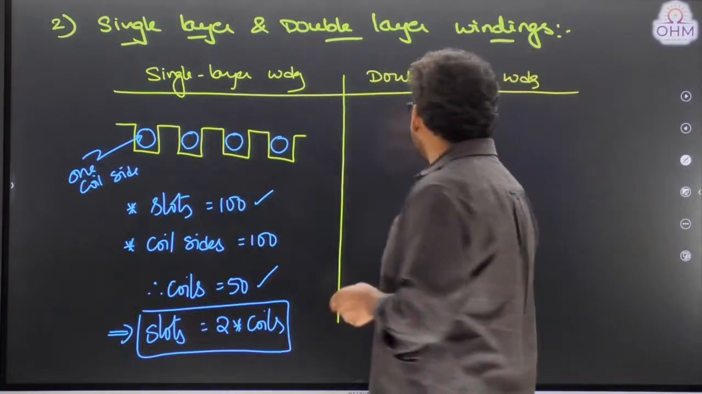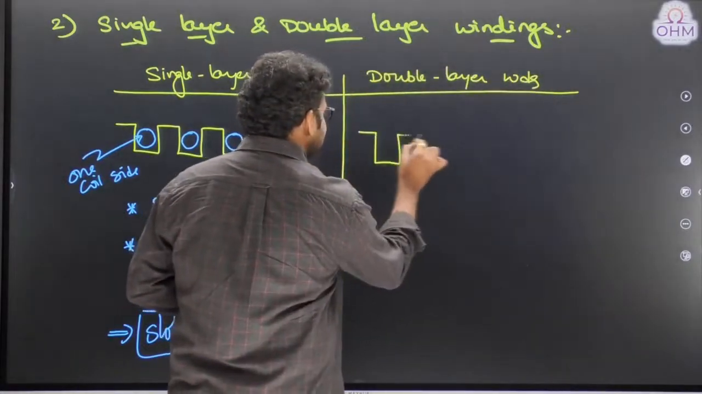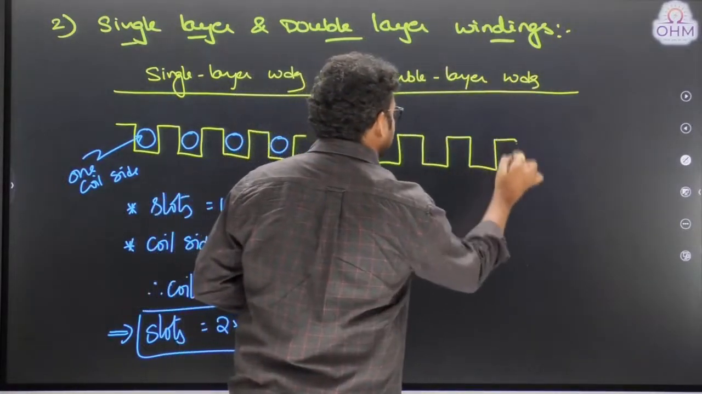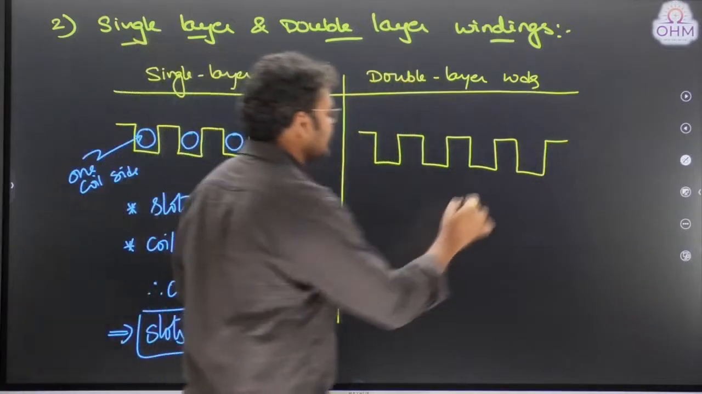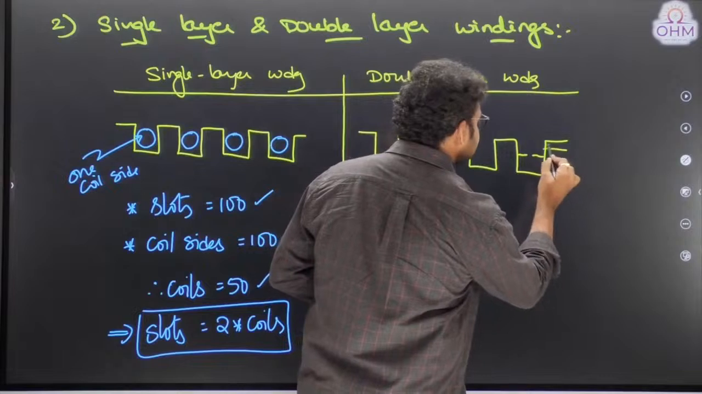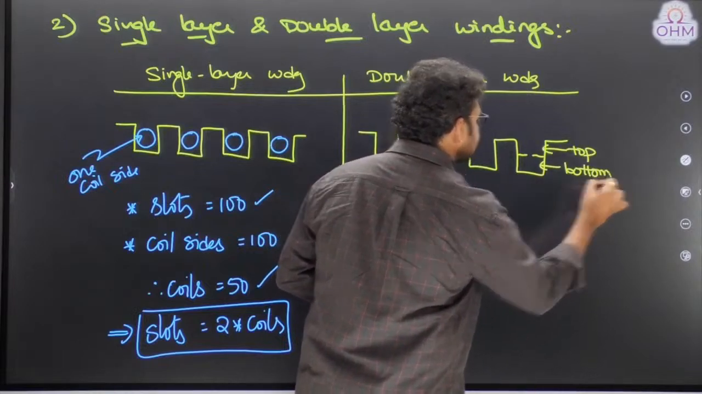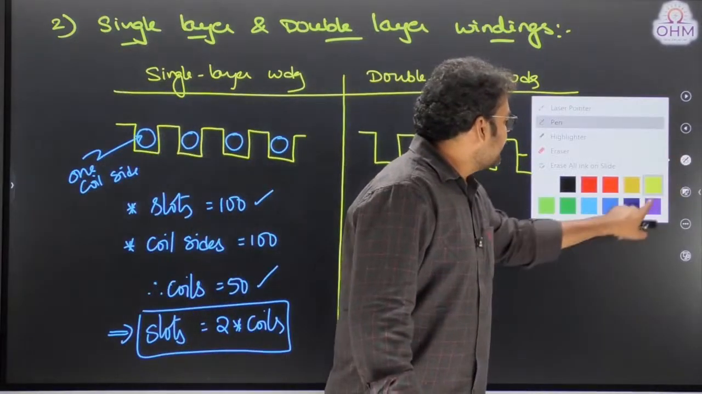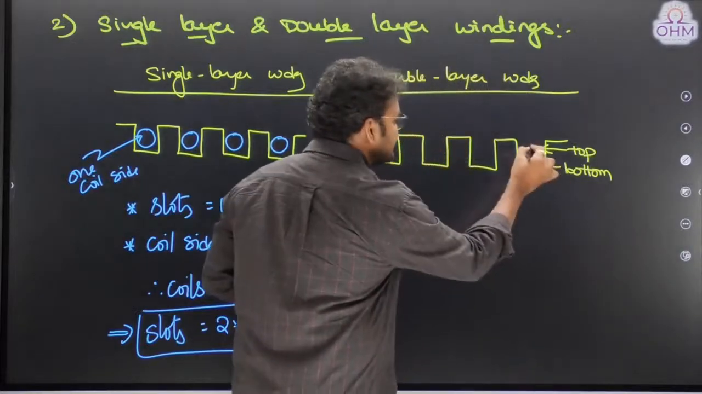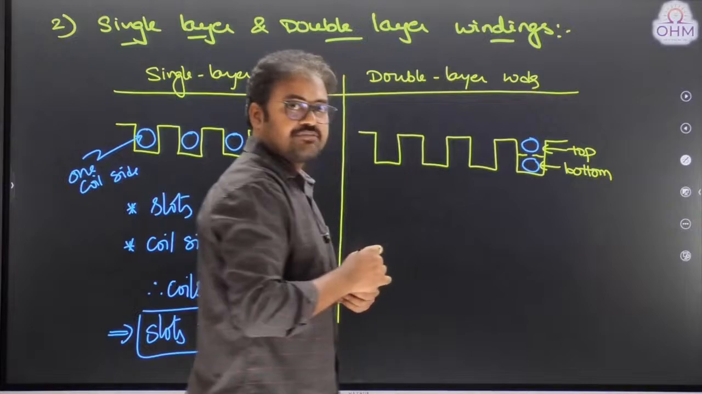Whereas on the other hand, double layer winding means, suppose these are the number of slots we have. Every slot will be divided into two layers. Obviously, this is the top layer and this is the bottom layer. Virtually, the slot is divided into two layers. Now we will place one coil side on the top layer, the second coil side on the bottom layer.